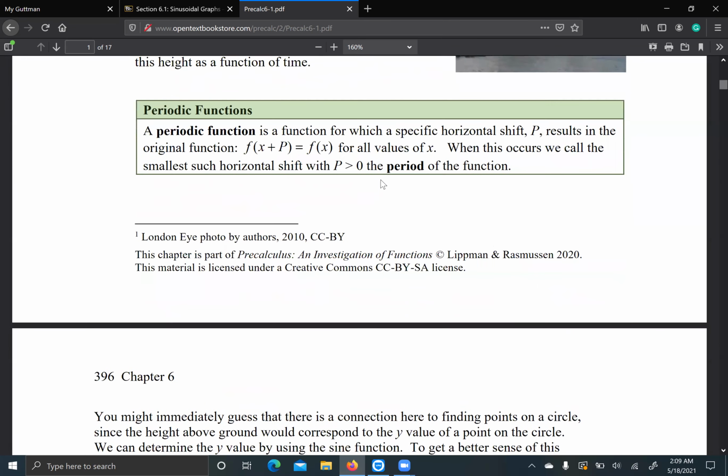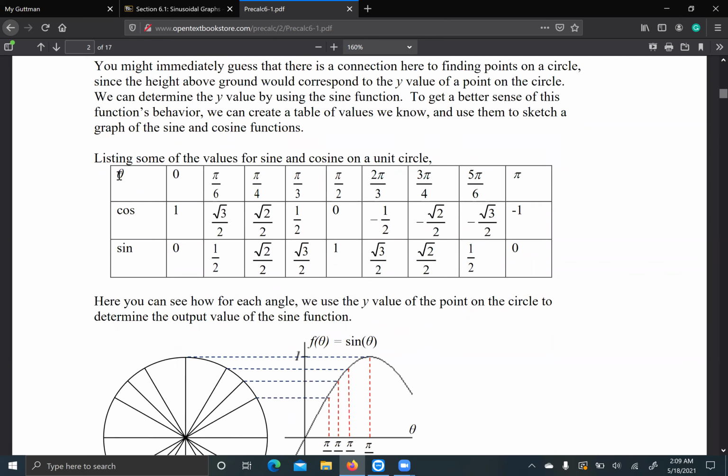So to start, let's look at these examples, the sine and cosine functions, because sine and cosine are periodic functions. And the reason is that, let's look at the table of values. So here we have a table of values for the sine and cosine functions. The first row shows you the angle, the input value, like 0, pi over 6, pi over 4, and so on. And then the second row shows you the output for the cosine function. The last row shows you the output for the sine function.